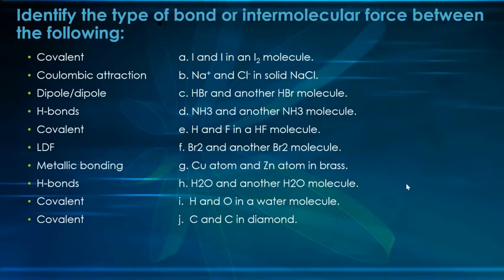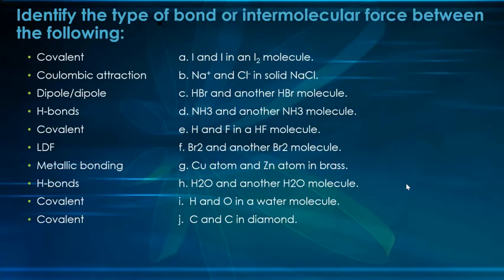H and F in a HF molecule. This is the one where I finally realized I was doing the others wrong before. H and F in a molecule, that's covalent. You have to draw a Lewis dot structure and realize they're sharing 2 electrons. Between bromine and another bromine molecule, they're both nonpolar, London dispersion forces.